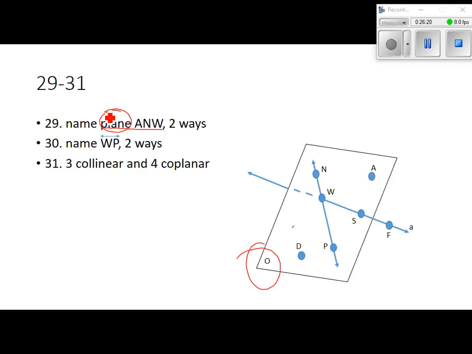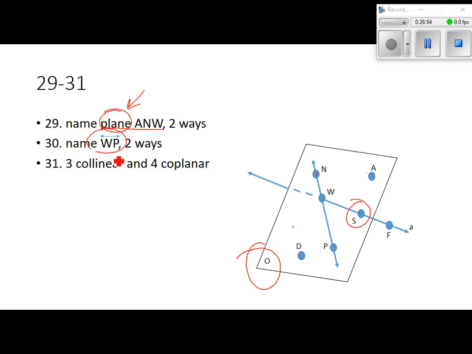Another way to name a plane is to pick any 3 points that fall on the plane. Actually here, I pointed at S. S would not fall on the plane because that line is going through the plane. So don't count S. But any 3 other points that fall on the plane could be used to name it. But again, you still have to use the word plane.